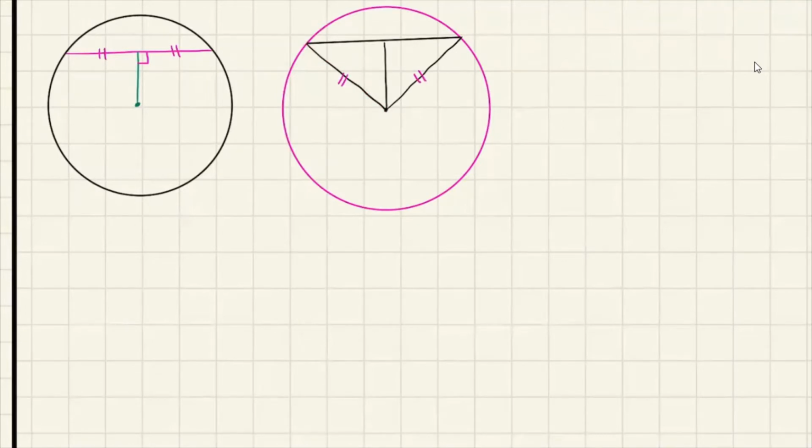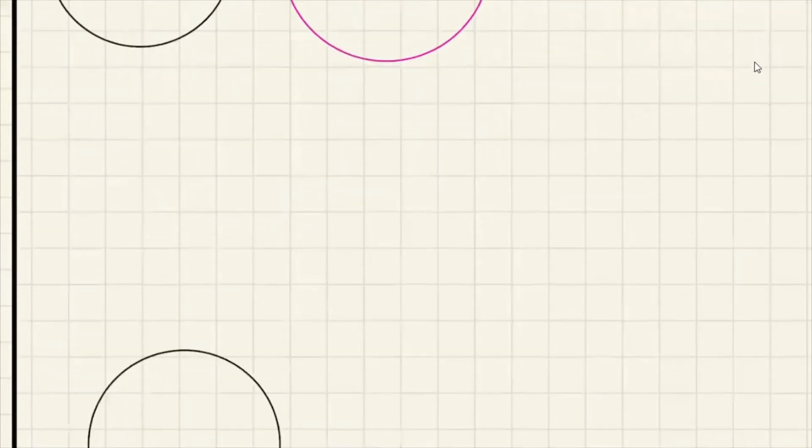If this is an isosceles triangle, so this angle over here and this angle over here would be my base angle. So let's say if this is 20 degrees, so this would also be 20 degrees. And automatically I can find this too. 20 plus 20 is 40. 180 minus 40 is 140. So I found this angle as well. Okay, let's move on to the next property.